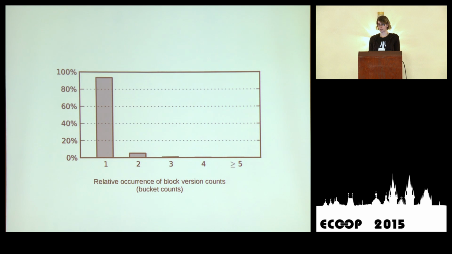This here is bucket counts of the relative occurrence of the number of versions per block. So this graph tells us that in 90% of cases, blocks only have 1 version because the types flowing into that block are always the same, basically. So we don't need to generate multiple versions per block most of the time. There's a small number of blocks where we generate 2 versions, an even smaller number for 3 versions, and at the end, less than 1% of blocks have 5 versions or more, which is why a limit of 5 versions per block gets us most of the performance.